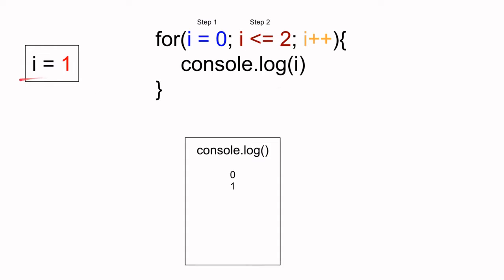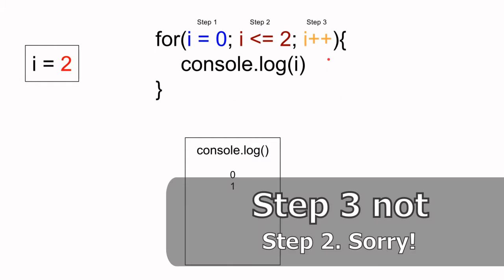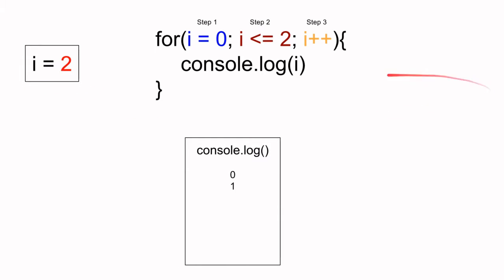It is, because I is 1. So we're going to console.log 1 right here. And then we're going to go to step 3, and then we're going to increment it by 1. So I is now 2.